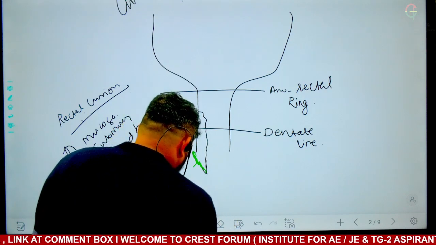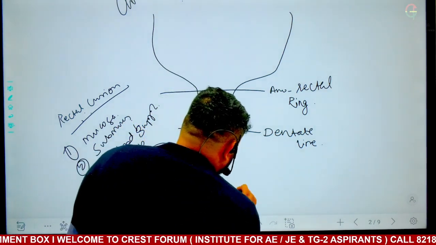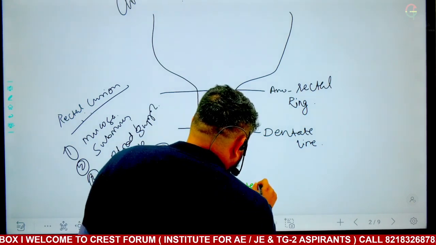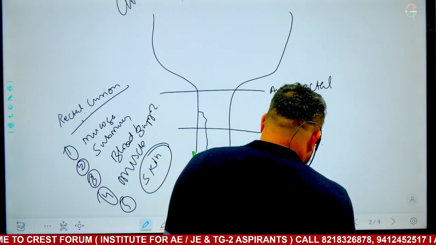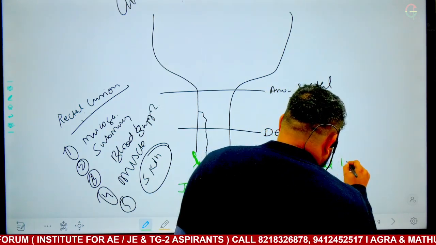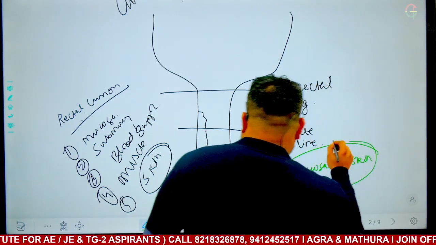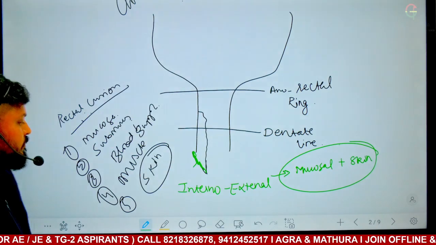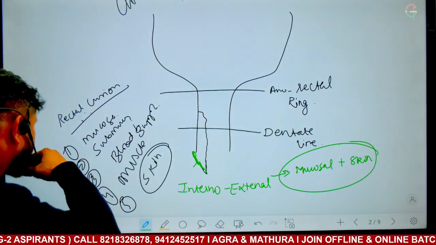The interno-external hemorrhoid comprises mucosal plus skin. Okay, it comprises both the anal cushion and the skin component.